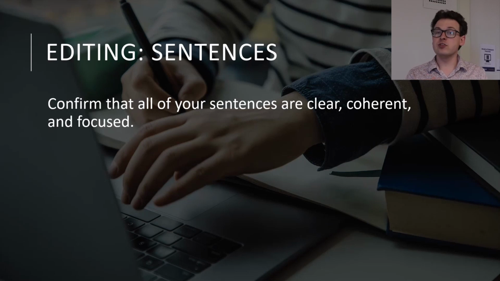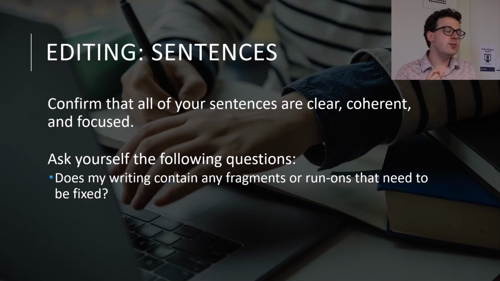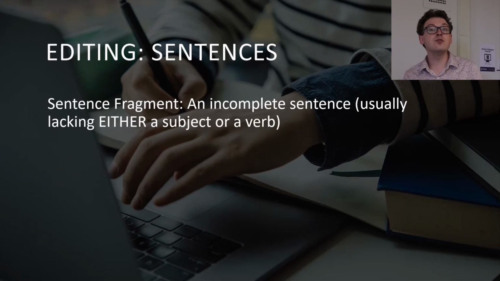When you're editing for sentences, ask yourself the following questions. Does my writing contain any fragments or run-on sentences that need to be fixed? As a quick refresher, a sentence fragment is basically a sentence that isn't a sentence. It's usually going to be missing either a subject, the noun that your sentence is about, or it's going to be missing a verb, the action word. And these come in different ways.